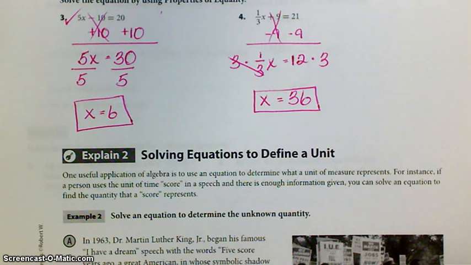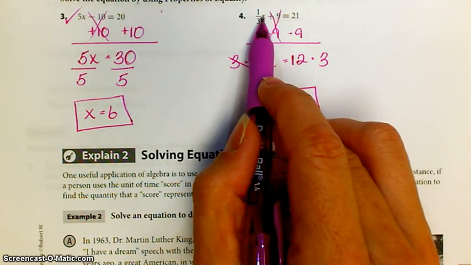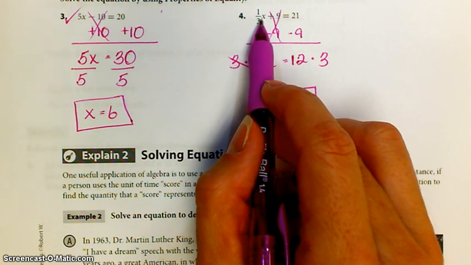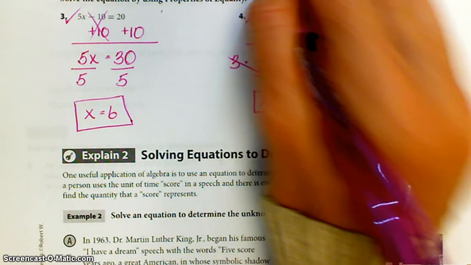Okay, and again, how do I make sure that I've done the problem right? Well, I'm going to take 36 and I'm going to put it back in here for x. 1/3 of 36 is 12, and 12 plus 9 is 21. So that's true, it checks out.